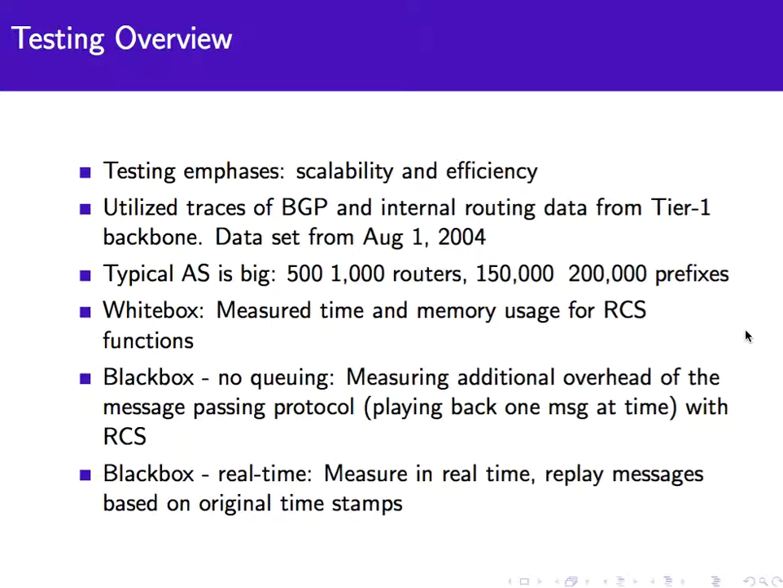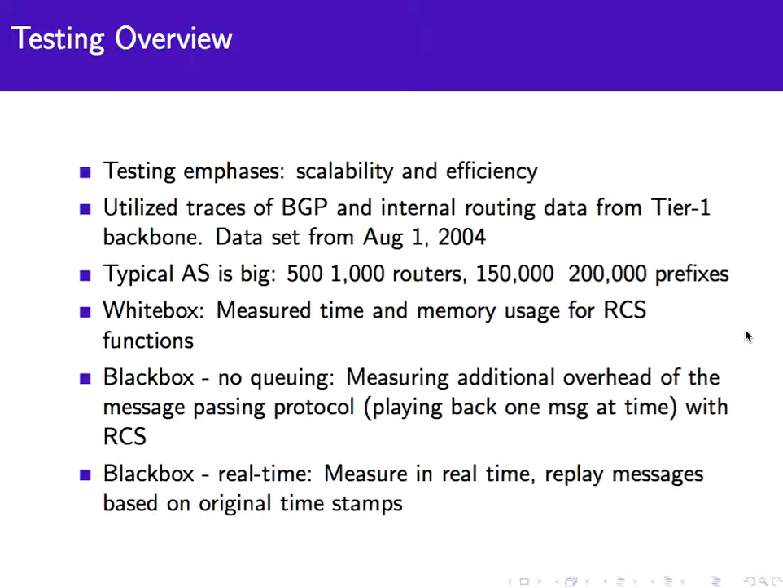Okay. So to test out this infrastructure, these are their major points. The test emphasis was scalability and efficiency, and they utilized traces of BGP traffic and internal routing data from a Tier 1 backbone. The data set was gathered on August 1st, 2004, and I believe this was a 24-hour snapshot.